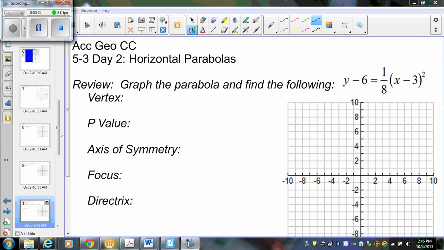So, for example, here we have the standard equation of our parabola: y minus 6 equals 1/8 times (x minus 3) squared. I want you to pause the video for a minute just to test yourself and see if you can fill out all of this information and draw the graph of the parabola.